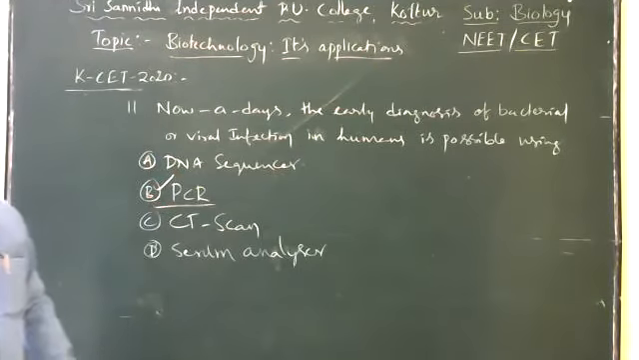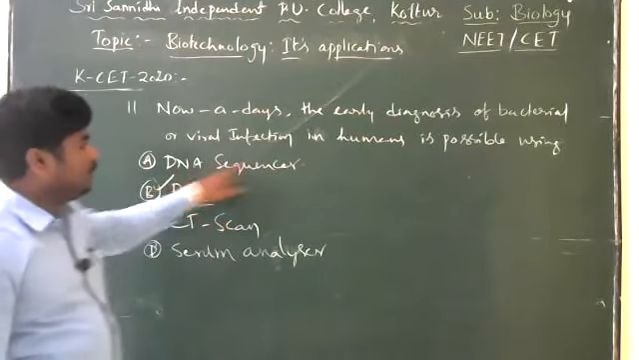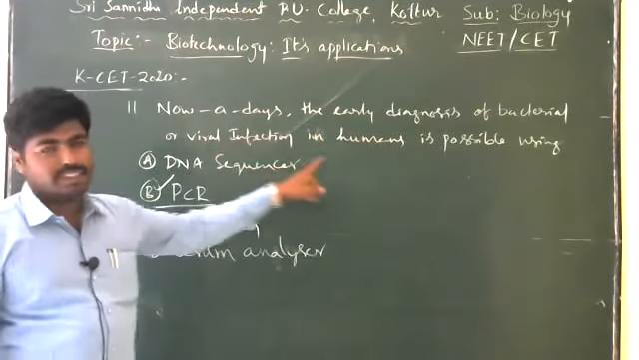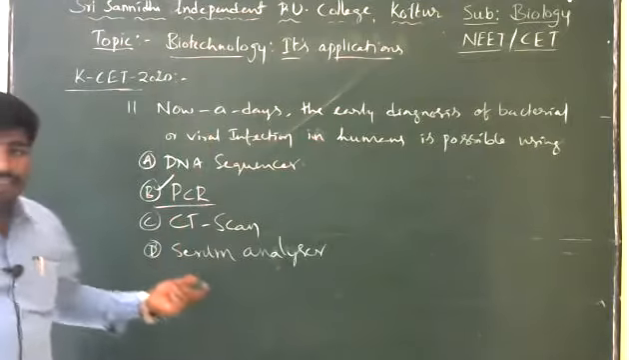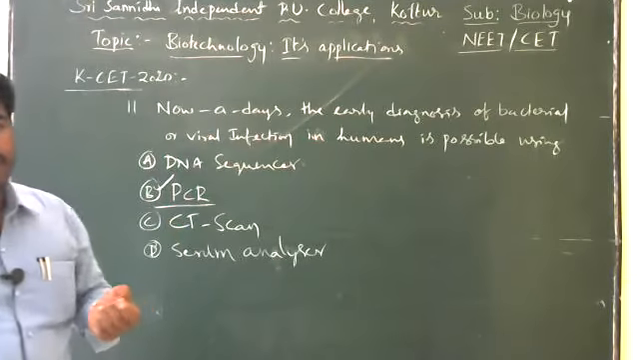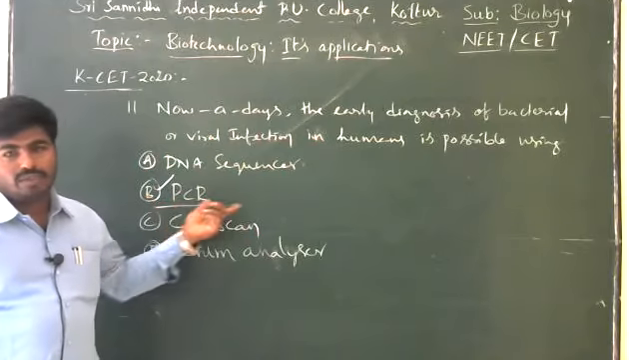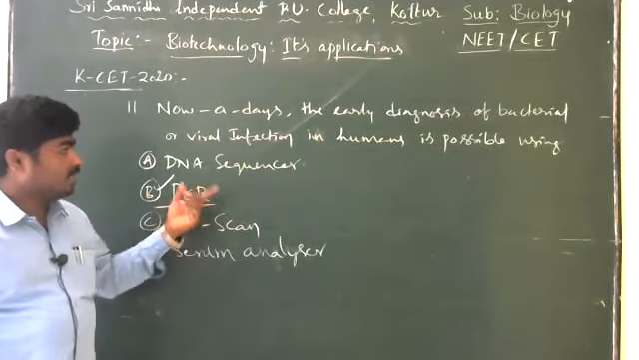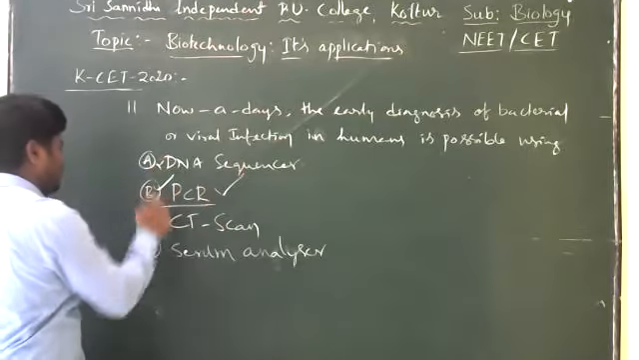PCR, polymerase chain reaction, is a powerful technique to identify bacterial or viral infections in human beings. Nowadays, we can find out corona even without expression of symptoms by using the PCR technique. It is a powerful molecular biology technique to identify bacterial and viral infections. The answer is B. The remaining are wrong.